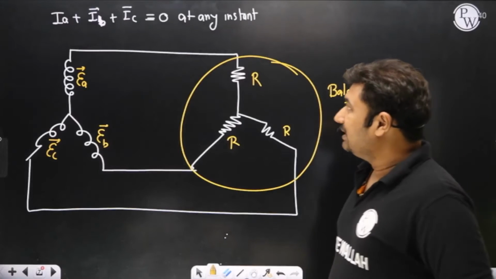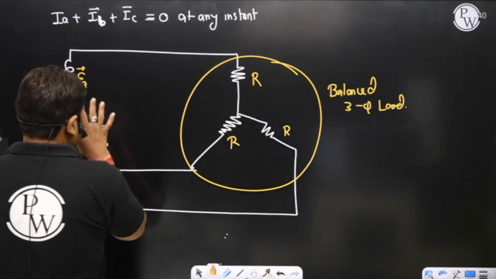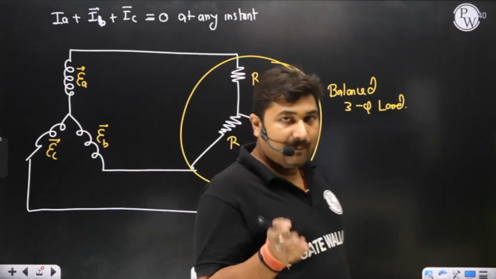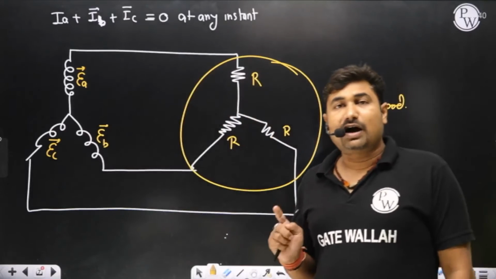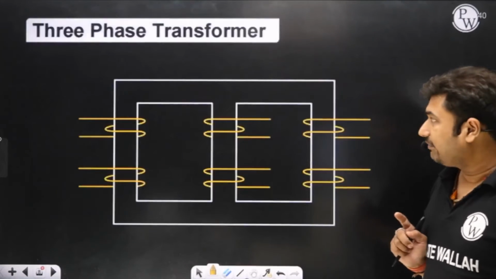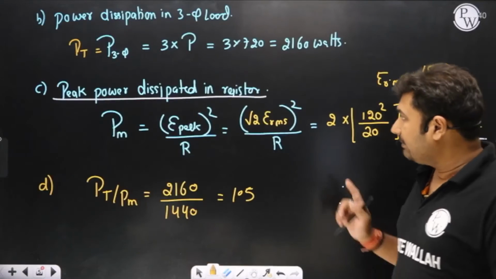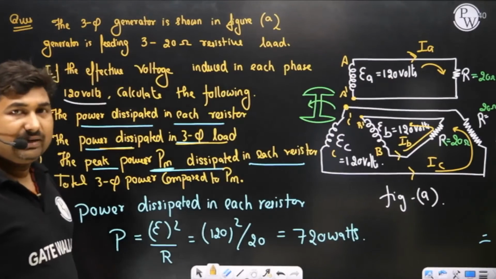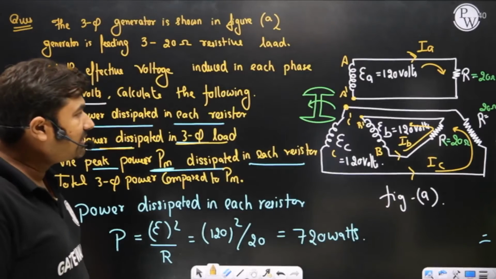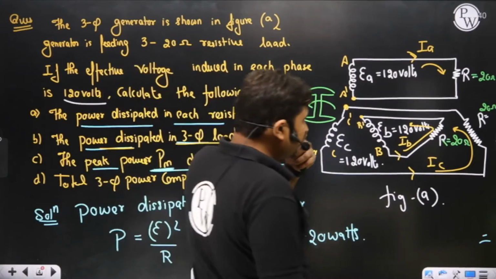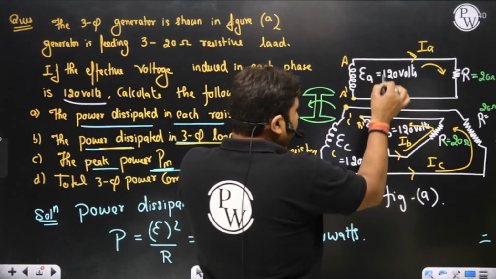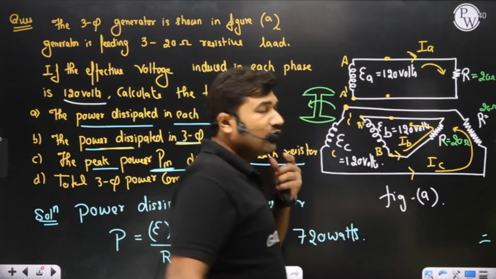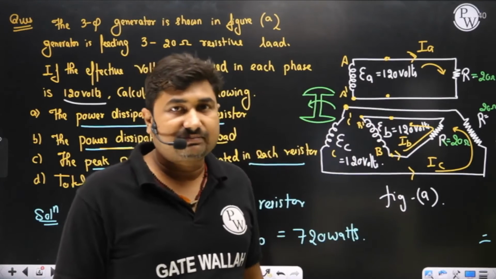Now we are able to understand what is called a balanced three-phase source and balanced load. How many wires are needed for a two-phase system? For a two-phase system, we need 1, 2, 3, 4 wires. Four wires are needed for a two-phase system.